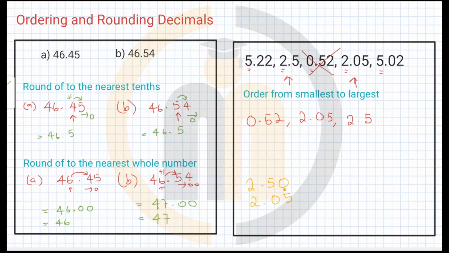Now similarly we will look at the ones with 5. It has a very similar pattern, 5.22 and 5.02. Again we're looking at this number. We know 5.0 is the smaller one, and only after that the 2 is larger. So the next two numbers here would be 5.02, and lastly 5.22.